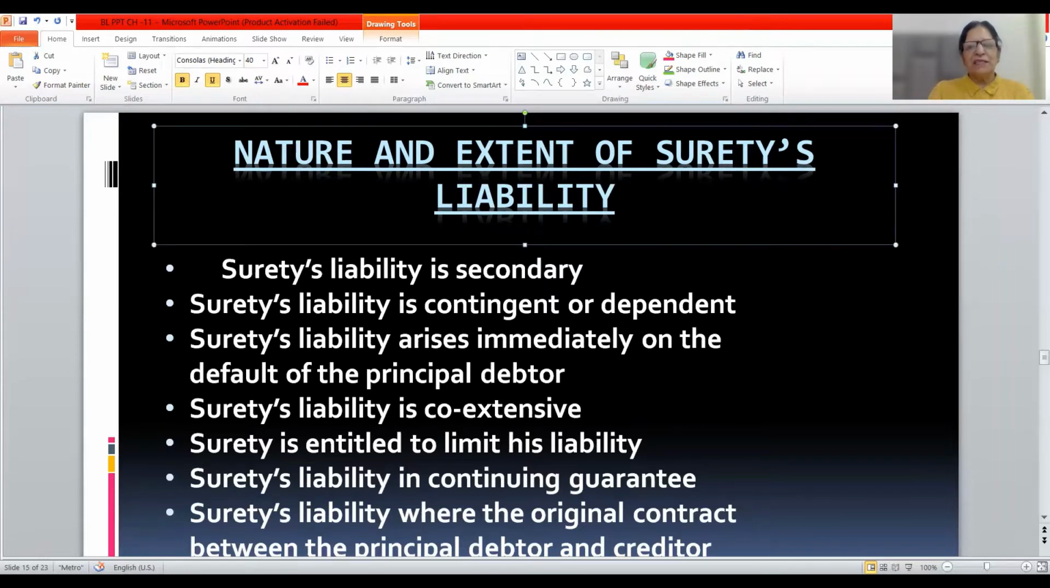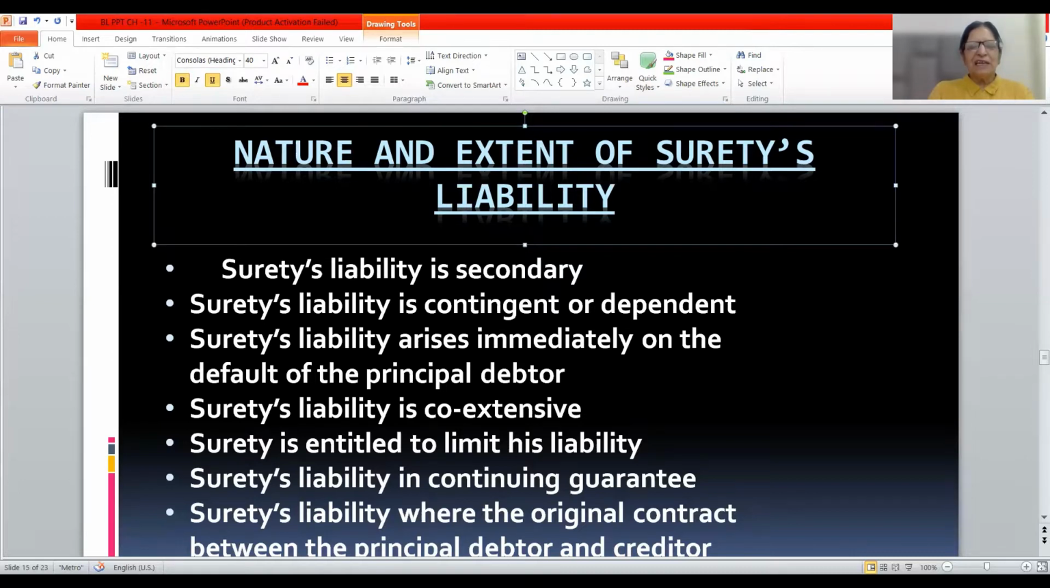The surety is entitled to limit his liability. Friends, law doesn't provide that the surety should guarantee 100% of the debt. It is up to him. He may decide. He can give the guarantee for 100% debt, 80%, 90%, 60%, whatever he feels like. Whatever extent of guarantee has been given by him, he will be liable to that extent only, where the default is committed by the principal debtor.